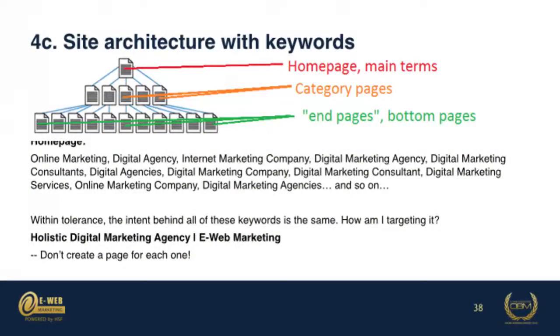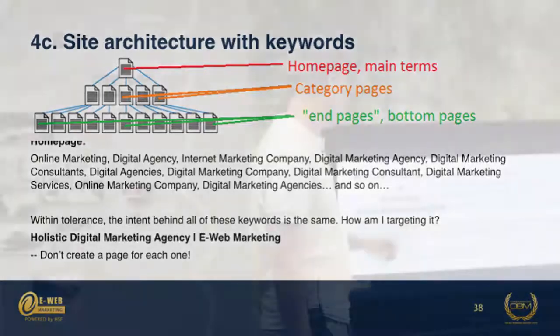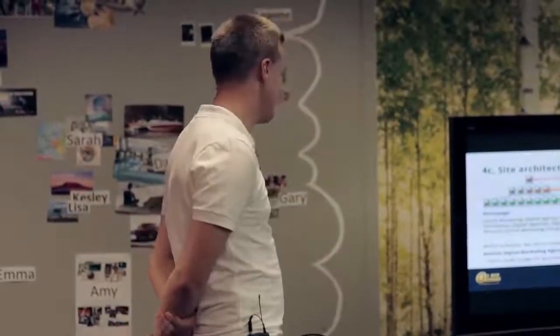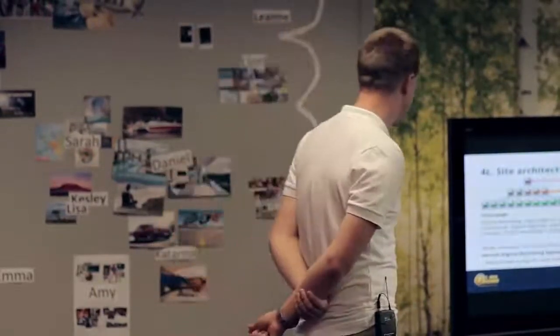So I looked into the Google AdWords tool, and I found that people online are searching for the following terms: online marketing, digital agency, internet marketing company, digital marketing agency, digital marketing consultants, digital agencies, digital marketing company, digital marketing consultant, digital marketing services, online marketing company, digital marketing agencies. So this is a lot of keywords, right? But the intent behind them is very similar. All of those keywords, they have very similar intent.